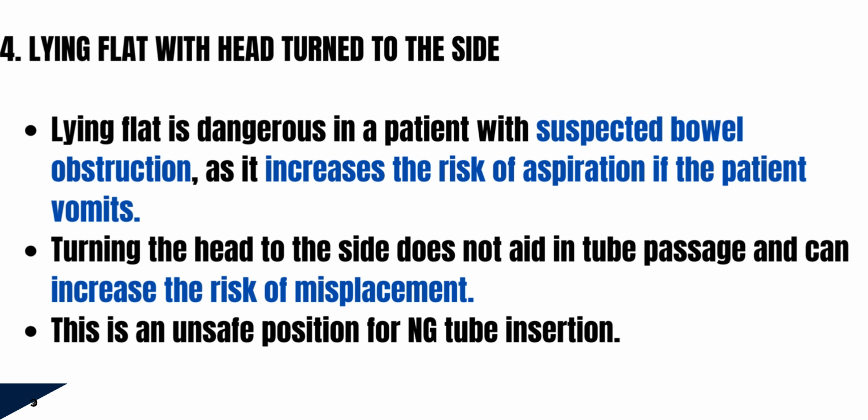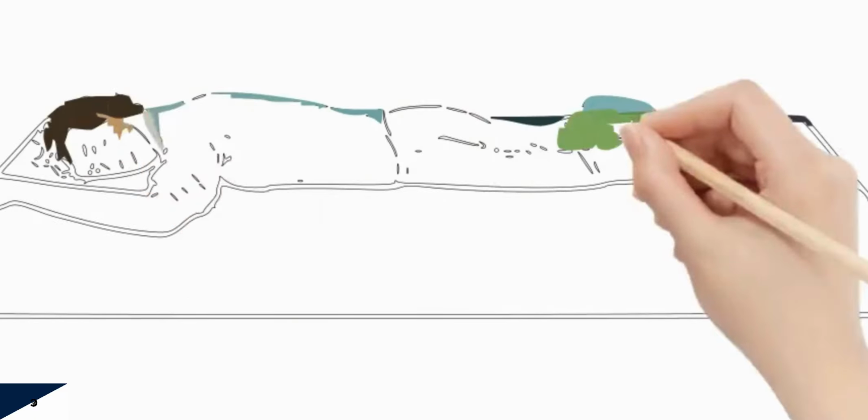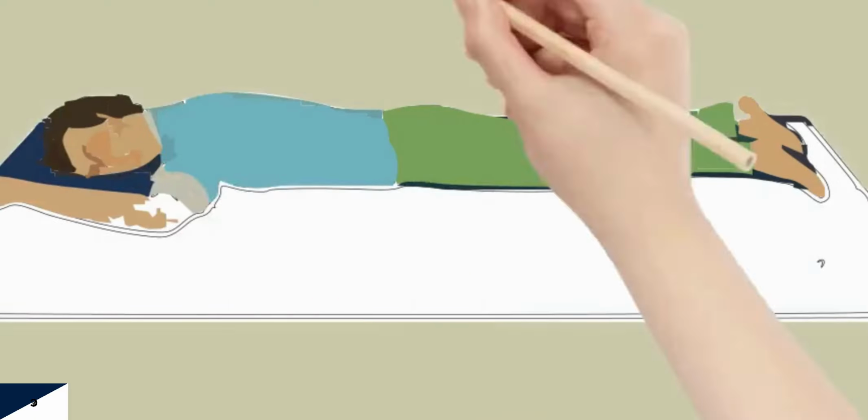4. Lying flat with head turned to the left side. Lying flat is dangerous in a patient with suspected bowel obstruction, as it increases the risk of aspiration if the patient vomits. Turning the head to the side does not aid in tube passage and can increase the risk of misplacement. This is an unsafe position for NG tube insertion. This photo presents a patient lying with head turned to the left side.